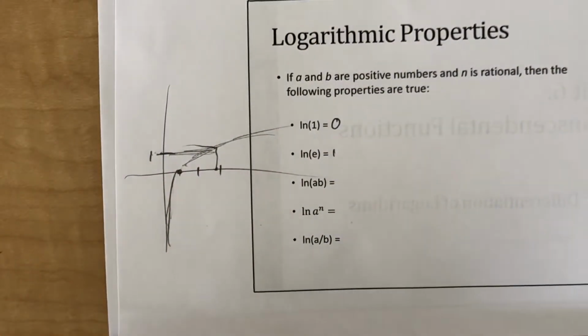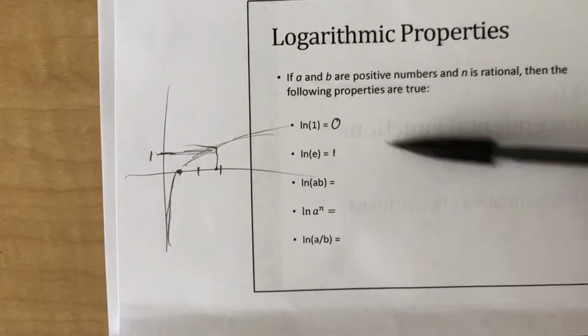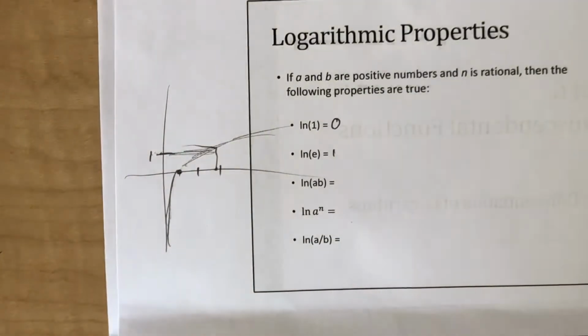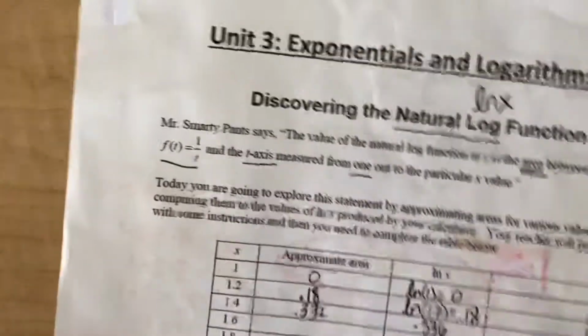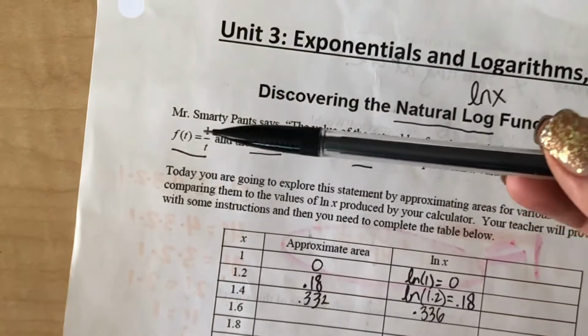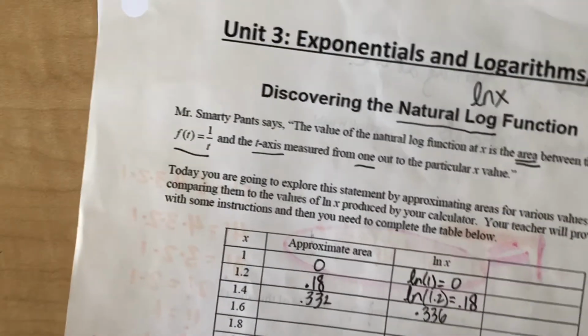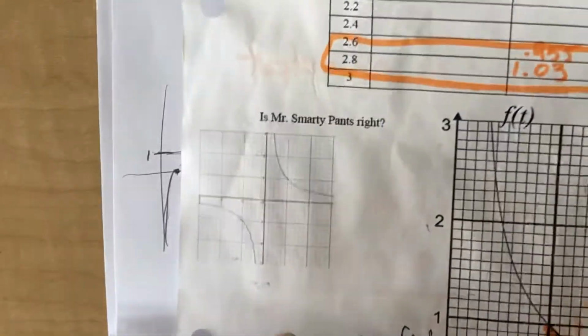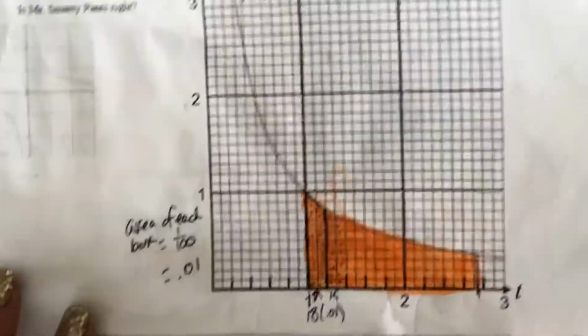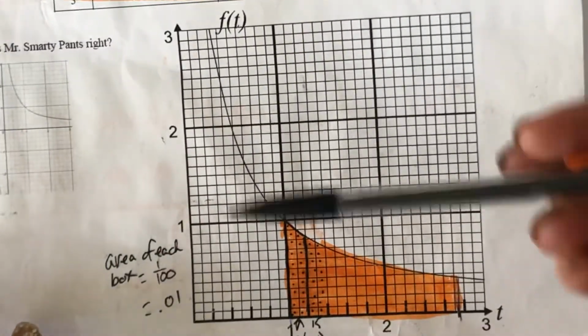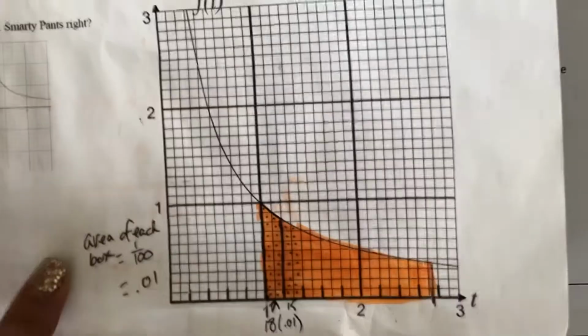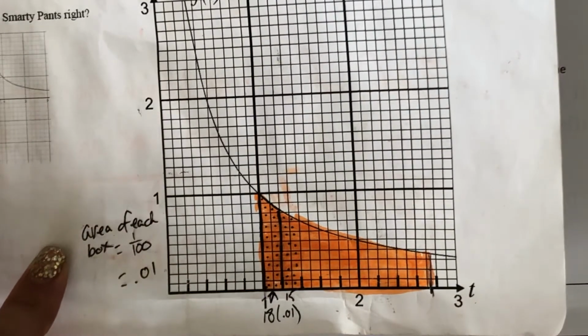Also, we discovered e last year. Just to recall this, we did an activity last year with the Mr. Smarty Pants where we took f of t equals 1 over t, a rational function, which looks like this, and this is a zoomed in rational function. This is just the first quadrant of a rational function. And we counted the area.